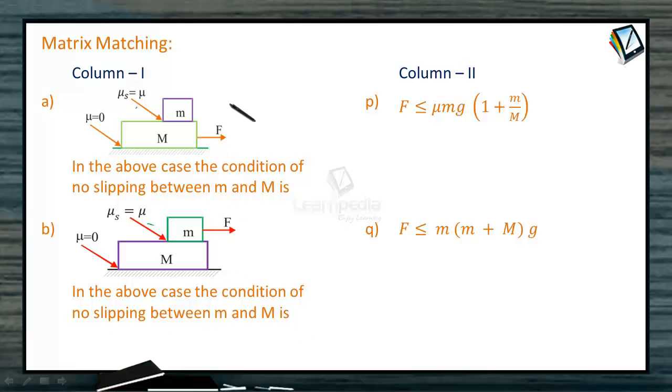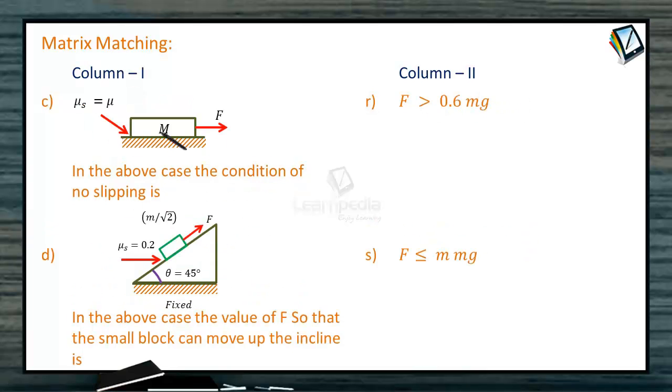The difference between these two figures is that here capital F is applied on capital M, and here the force is applied on small mass. In the C part, only one mass is there, and force is applied on it. In the above case, the condition of no slipping is. Here, we are taking this as m root 2 mass and a force is applied on this mass. This inclined plane is fixed. In the above case, the value of F so that the small block can move up the incline. So, force is greater than 0.6 mg, force is less than or equal to m into mg.